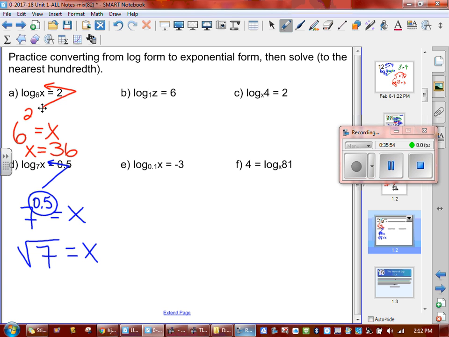So again, we're using the 7 rule. Our base is a 1, so 1 exponent 6 equals z. Well, 1 exponent anything is just 1. Therefore, z has to equal 1.